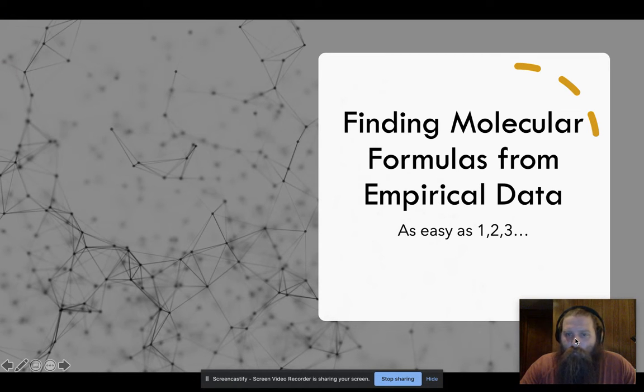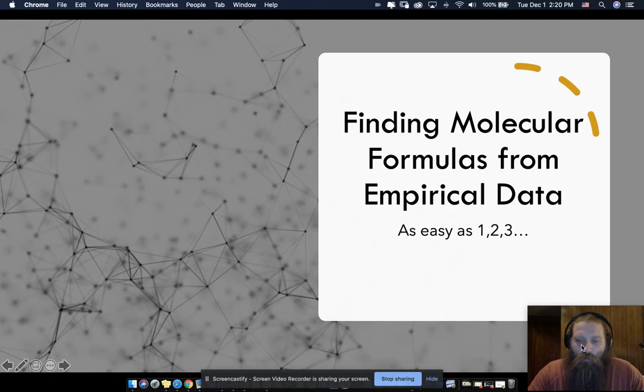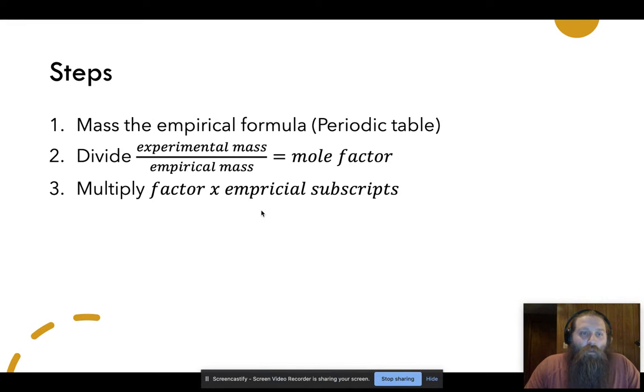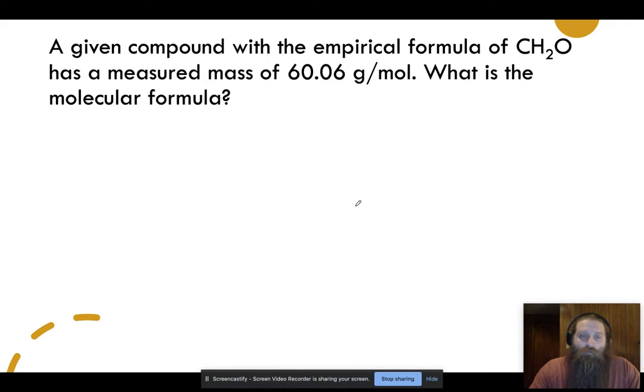All right, so in this video, we're going to look at finding molecular formulas from empirical data. This is a three-step math function, so it is easy as 1, 2, 3. So here are the steps. You need to mass the empirical formula, and in order to do that, you're going to use the periodic table. You need to divide the experimental mass that's going to be given to you in the problem by the empirical mass that you're going to find. When you divide those two things, you're going to get a ratio, which we call the mole factor. And the last thing you're going to do is just multiply that factor times the subscripts of the empirical formula. So it's pretty simple, pretty straightforward, actually.